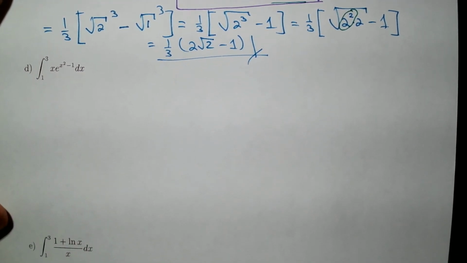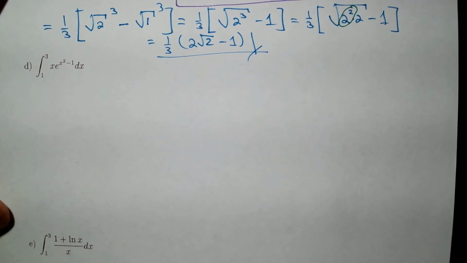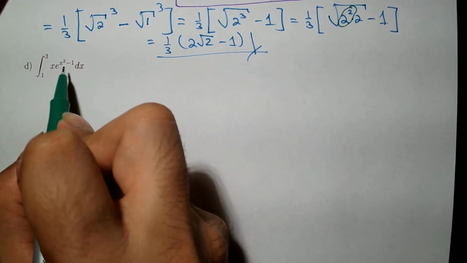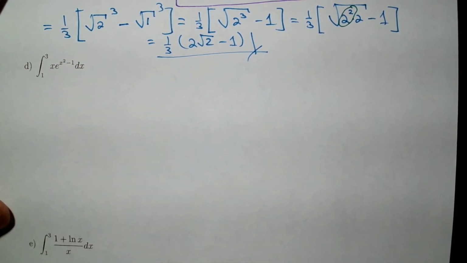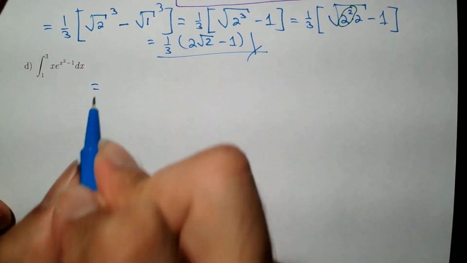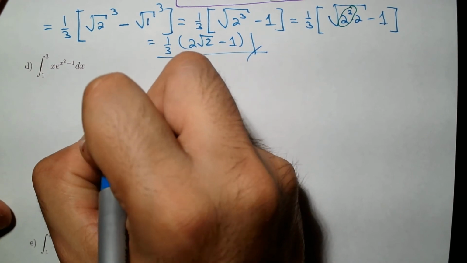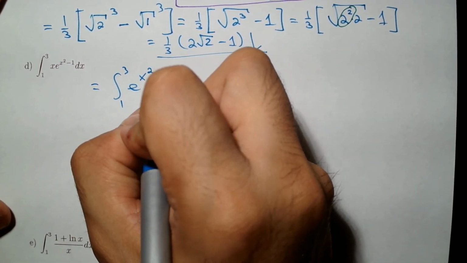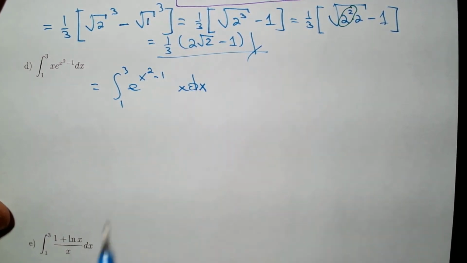Alright, let's do another example. So for letter D, let's see. Observe the exponent of the exponential function. It's x squared minus 1, which is 1 degree higher than the quantity in front of it. So let me rewrite this. Integral from 1 to 3 of e to the x squared minus 1, and I'm going to leave some space here, x dx, because most likely we are going to use a correction factor.